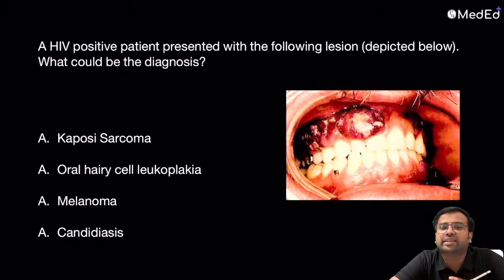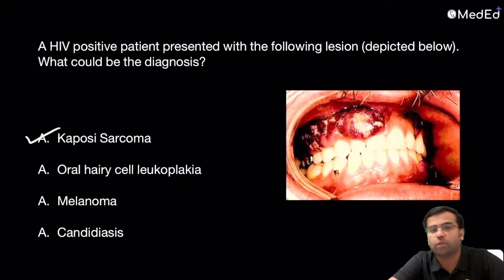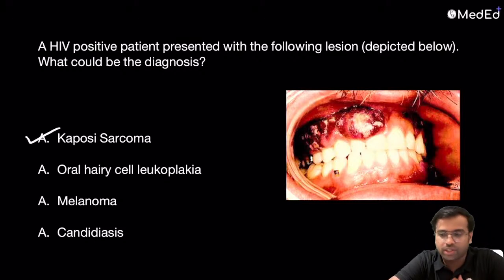You can see that there is a mass within the oral mucosa which is kind of violaceous or purple in color. So is it a Kaposi sarcoma? Is it oral hairy leukoplakia? Is it melanoma or is it candidiasis? What is your right answer? Very good. So this can be Kaposi sarcoma. So what is Kaposi sarcoma usually associated with? Is there any infection which is associated with Kaposi sarcoma?